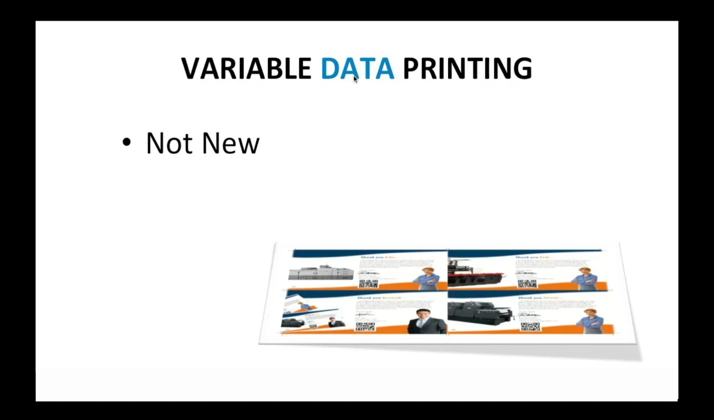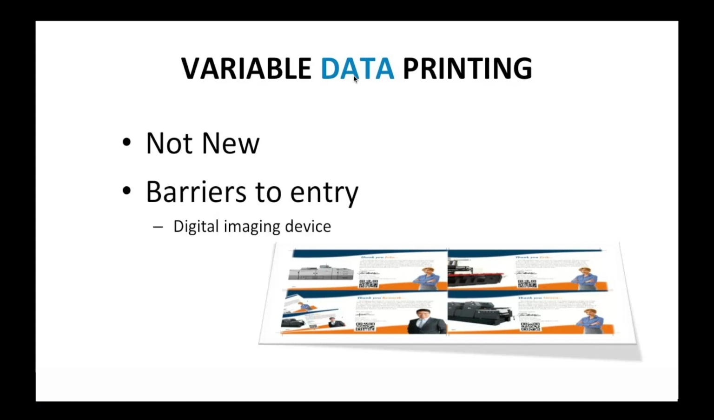So why doesn't everybody do it? Well, there's barriers to entry. First of all, the nature of variable data printing requires a digital imaging device. And the larger the volume that you're going to produce and the higher the quality requirements, the higher the investment has been. So nowadays, digital presses are prolific, and almost every print shop, regardless of size, has a digital imaging device. Or if you're a designer, you do have a provider that has digital equipment already.